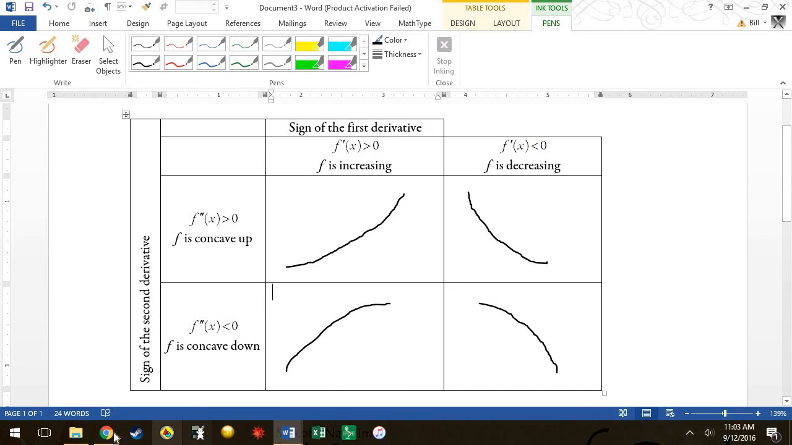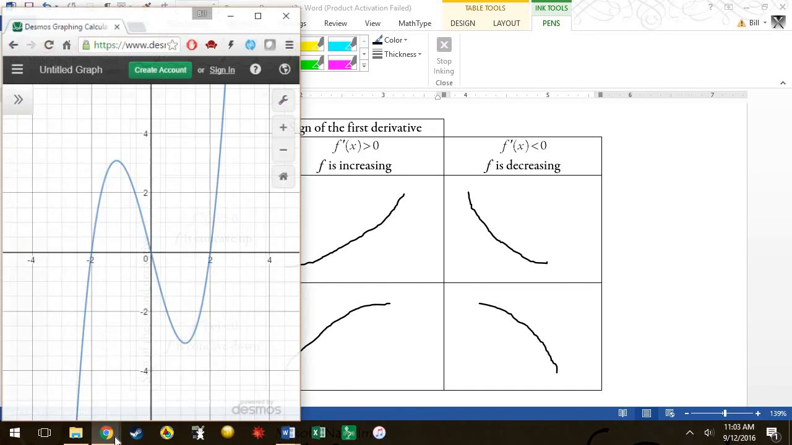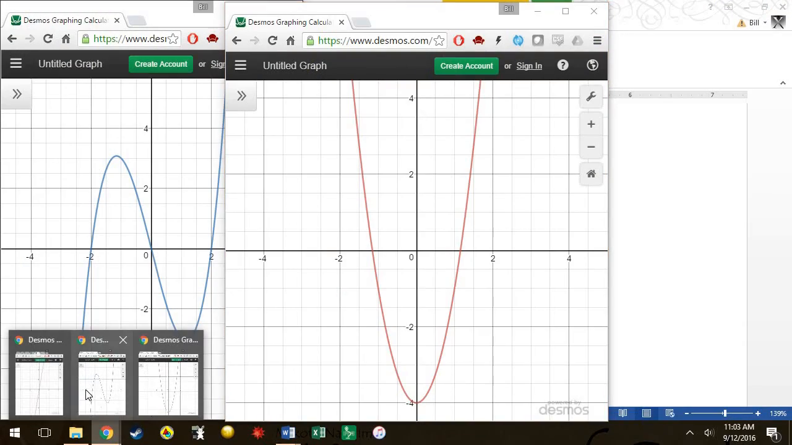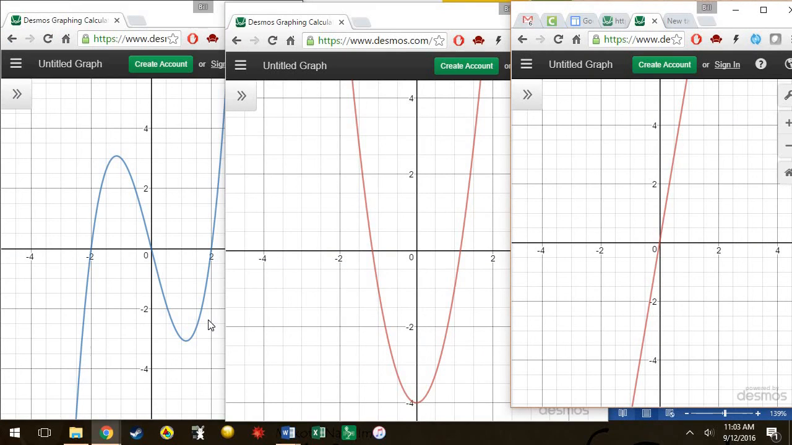Let me show you an example I did graphically using Desmos. Let me bring up these pictures I made here. So what I have here is a function. This is actually x cubed minus 4x, in case you care. And here I have its first derivative, and here I have its second derivative.